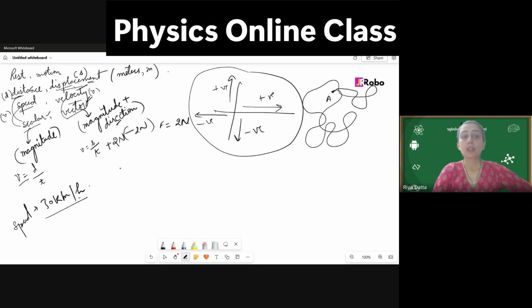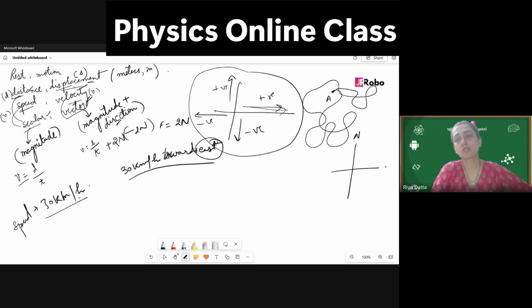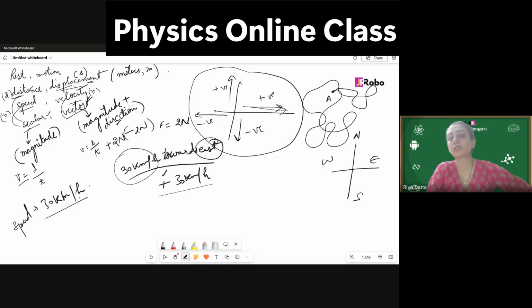But if I'm saying a body or a car is moving with 30 km/h towards east, now this gives us a direction. That means towards this right direction. We generally take the directions like this: north, east, west, and south. So if I'm saying the car is moving with this speed towards east, this gives me a direction also. So I can write the speed is plus 30 km/h. Now this is not only the speed, it becomes the velocity because the plus sign is also involved. This is the difference between speed and velocity.